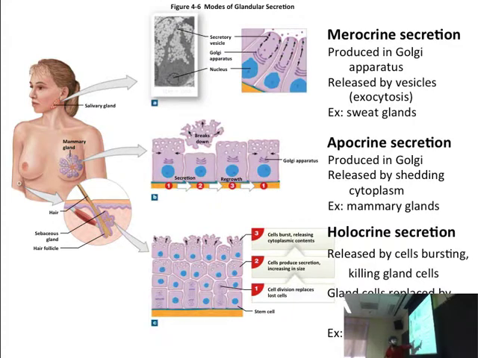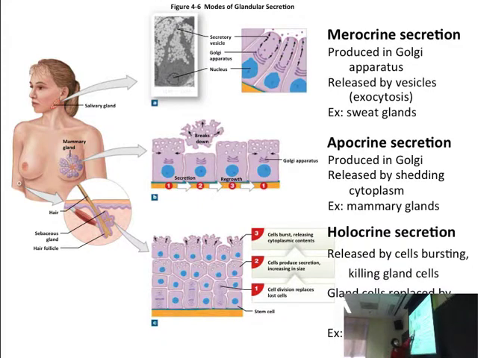Finally, there's the nuclear option, holocrine secretion. This is basically just the destruction of the cell. We release the entire cell, the whole cell blows up, releases its contents, and is just replaced by stem cells.